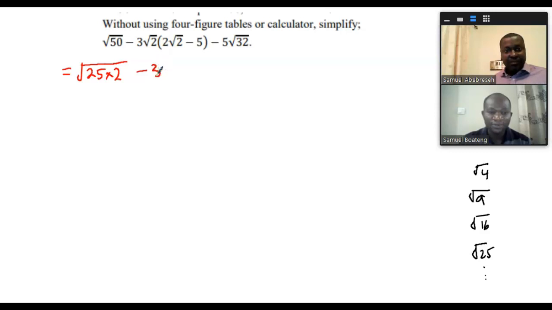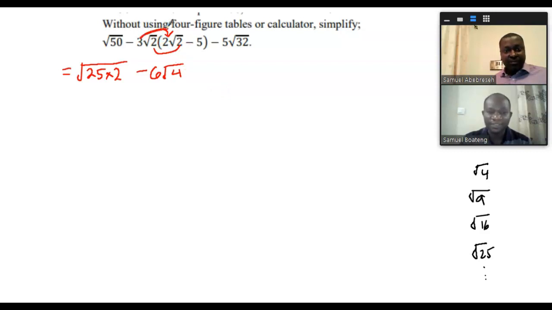Now we have 3 root 2 multiplying this whole bracket. It's the normal multiplication. But the difference is you make use of the properties of surds. So if you have 3 root 2 multiplying 2 root 2, what you do is you multiply the numbers in front of the surd first. So 3 times 2 gives you 6, and then root 2 times root 2 will give you square root of 4, which will be 2, of course.